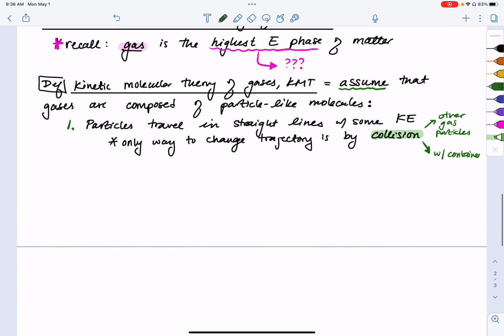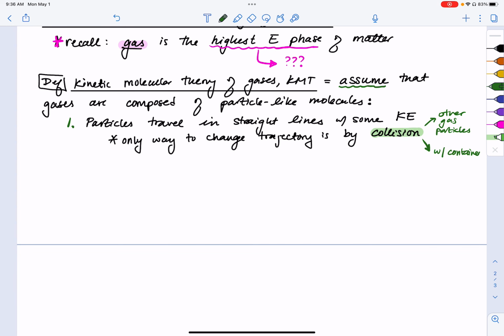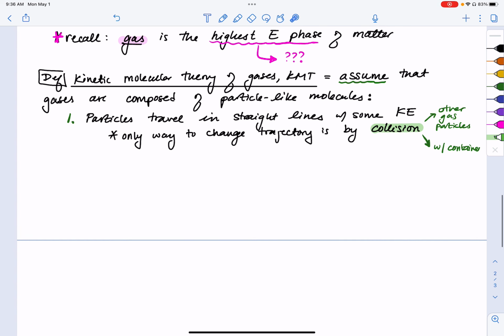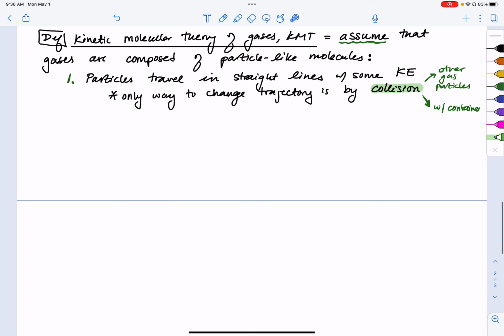So when we talk about the highest energy phase of matter, we're assuming that all of these molecules are exhibiting, yes, vibrational and rotational movement, but there's a large degree of kinetic energy that is associated with our gas particles. So we've got these little molecules that are bouncing around with some kinetic energy.